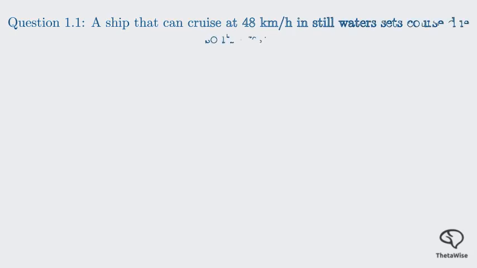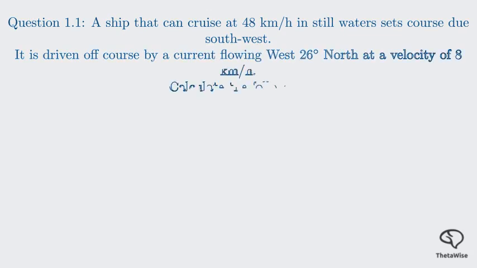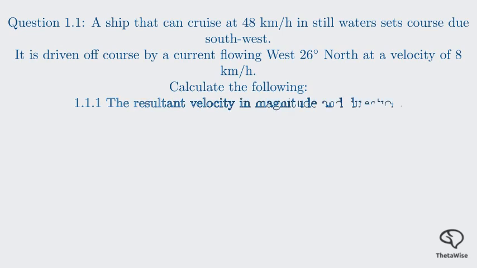Question 1.1 states, a ship that can cruise at 48 km/h in still waters sets course due southwest. It is driven off course by a current flowing west 26 degrees north at a velocity of 8 km/h. We need to calculate the resultant velocity in both magnitude and direction. This is a vector problem, as velocity has both magnitude and direction. We'll use the method of resolving vectors into their horizontal and vertical components.